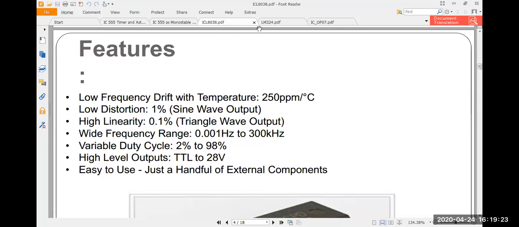Now, high level outputs, TTL to 28 volts, we can have outputs. That means the output voltage can be up to 28 volts. See, this we have also seen in case of operational amplifiers, that the supply voltage that can be applied varies with various operational amplifier ICs. So in this particular IC 8038, which is a waveform generator, the high level outputs can be up to 28 volts.